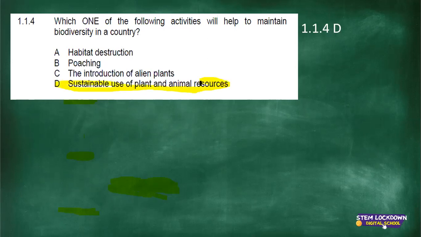So even if, let's say, you uproot a certain plant, you need to replant it so that we have these organisms remain sustainable, meaning they can be there for more generations to come. Even our animals, we need to be very careful with how we treat our animals. So no poaching. We can't be disrupting the habitats. We can't be introducing alien plants because they are bad for the natural plants in that particular area. So we need to be practicing sustainable use of these plant and animal resources, like planting more trees, like ensuring we water our plants, we take care of our animals, we protect them from poaching and other means that will aim to eradicate them, because we need these to be sustainable and be available for generations and generations to come.